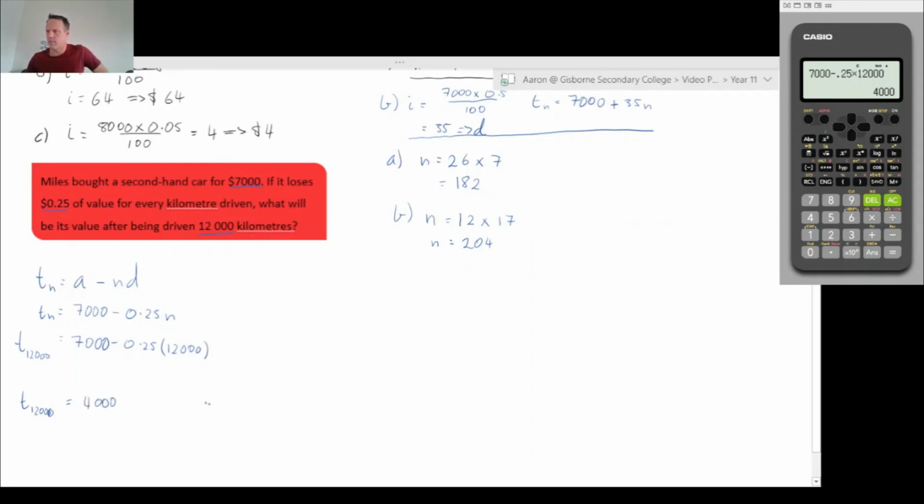So we would say the car is worth $12,000. $12,000, what am I saying? The car is worth $4,000. Right. And that's how we apply interest and depreciation to real life scenarios, and really finding the nth term of an arithmetic recursive sequence.